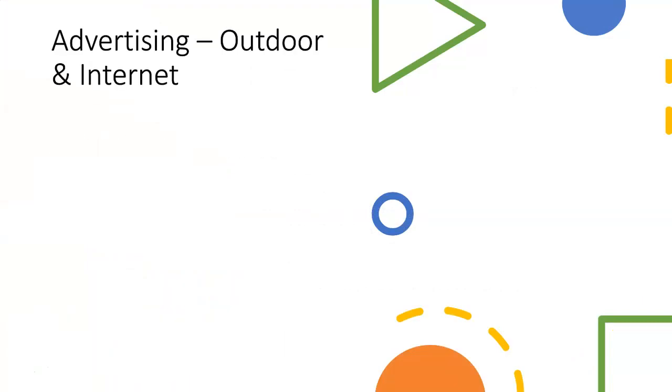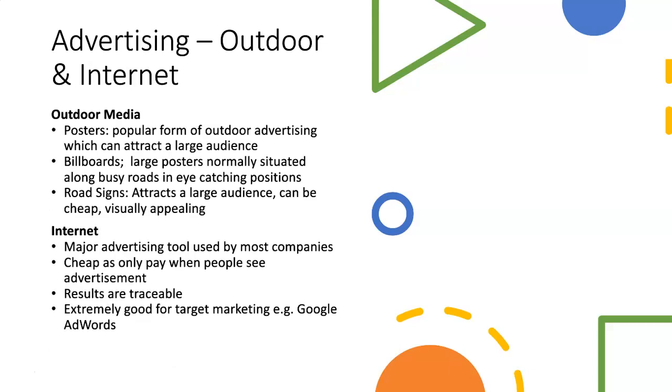Advertising: outdoor and internet. Outdoor media. Posters are a popular form of outdoor advertising which can attract a large audience. Billboards are large posters normally situated along busy roads and in eye-catching positions. Road signs attract a large audience and can be cheap and visually appealing. Now the internet, a major advertising tool used by most companies. It is cheap as you only pay when people see advertisements. Results are traceable and it offers extremely good target marketing, for example Google AdWords.